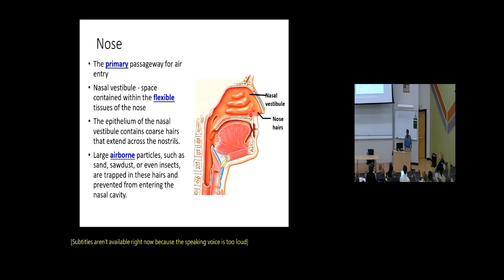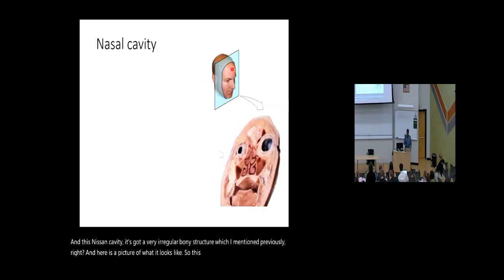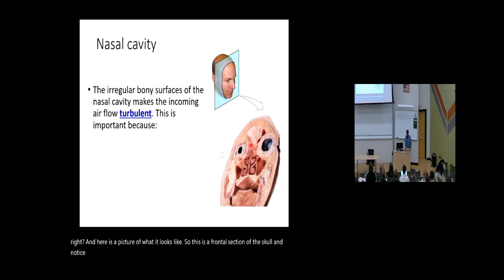And this nasal cavity has a very irregular bony structure, which I mentioned previously, right? And here is a picture of what it looks like. This is a frontal section of the skull, and notice how the bony surface is super irregular, kind of looks like a mask, right? When you look at this cross-sectional view. And as air is flowing through this irregular bony surface, the airflow is going to be very turbulent.